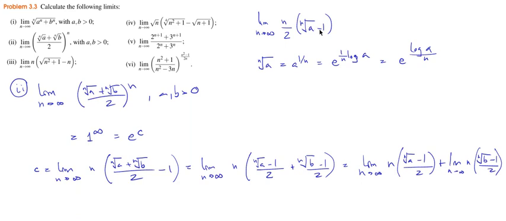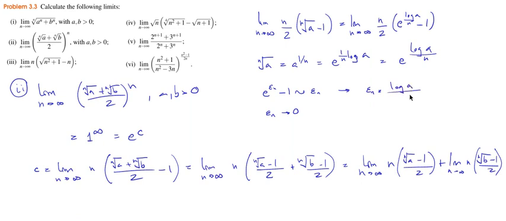But we know now, so we have here the limit when n goes to infinity of n over 2, and then we have e to the logarithm of a over n minus 1. Now we know that e to the epsilon sub n minus 1, when epsilon sub n is going to 0, is something very small. This is asymptotically equivalent to epsilon sub n, right? So now here, our epsilon sub n is going to be the logarithm of a over n, right? This is something that's going to 0 as n goes to infinity.